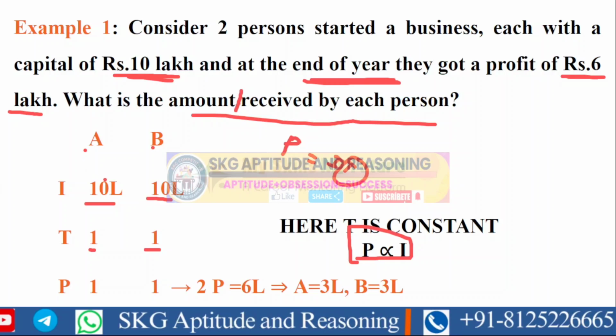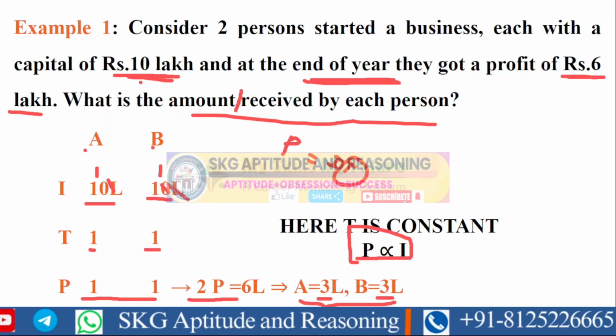Here lakh and lakh get cancelled, and 10 and 10 also get cancelled, so we get 1 is to 1. So investments are in the ratio of 1 is to 1 and time periods are also in the ratio of 1 is to 1. Multiplying 1 with 1, profits are also in the ratio of 1 is to 1, which means two parts equal 6 lakhs. Then A and B receive an equal amount. That is, A will receive 3 lakhs as profit and B also will receive 3 lakhs as profit.